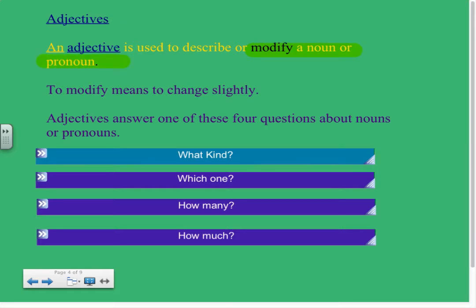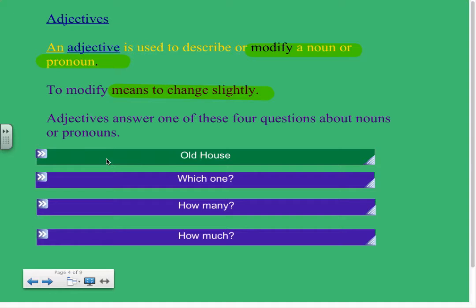We say that modify means to change. Describe is fine, but we're going to use the word modify a lot more. We want you to modify your writing to make it more descriptive. Adjectives answer one of the following 4 questions. What kind?